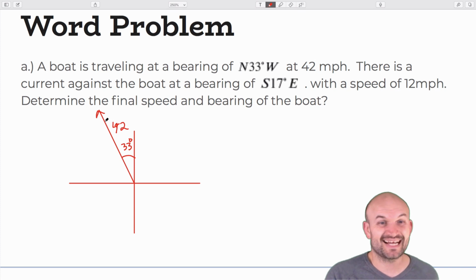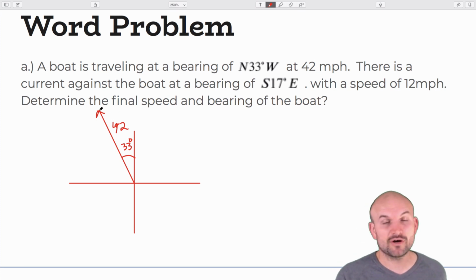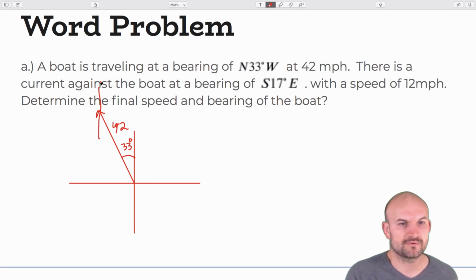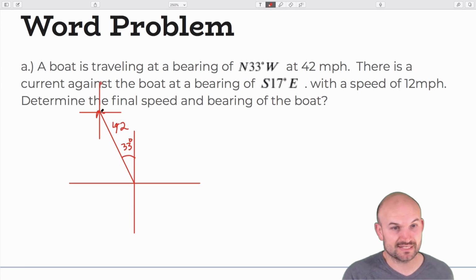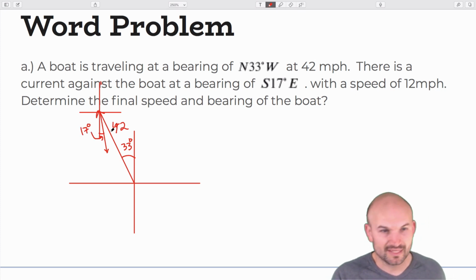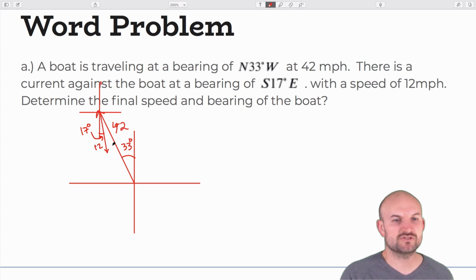Then there is a current against the boat at a bearing of south 17 degrees east. So now I have a new bearing. That's a bad bearing. Let's try that again. Now this new bearing is going to be south 17 degrees east. So I'll try to do my best here. It's a nice small angle. That's going to be 17 degrees, and that only has a magnitude of 12.